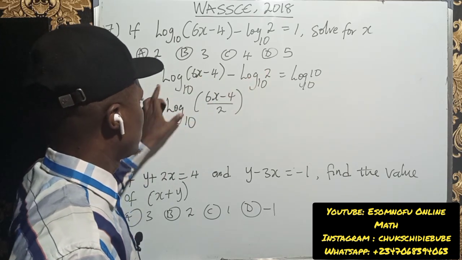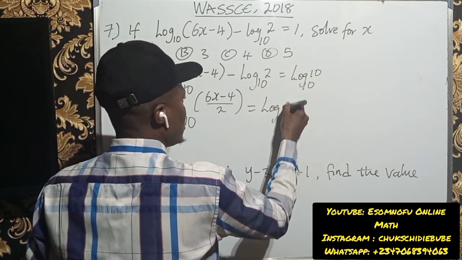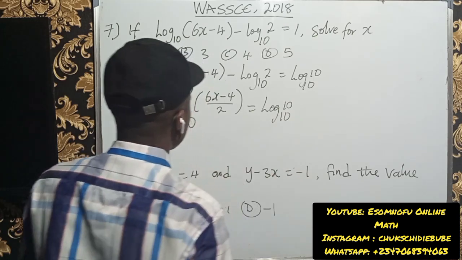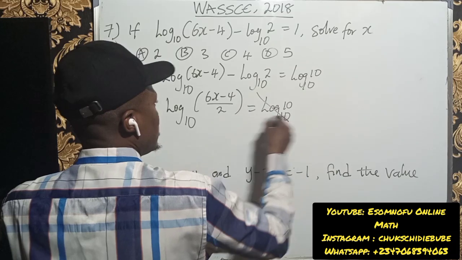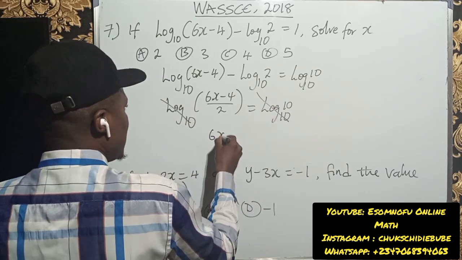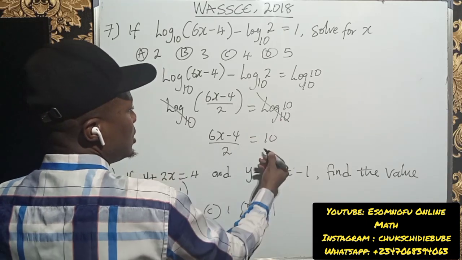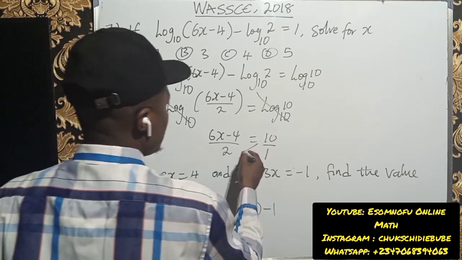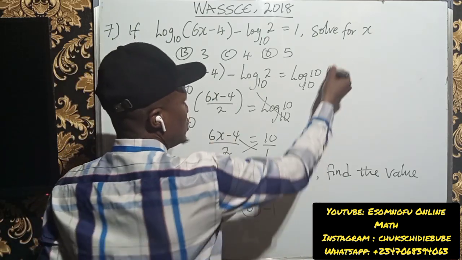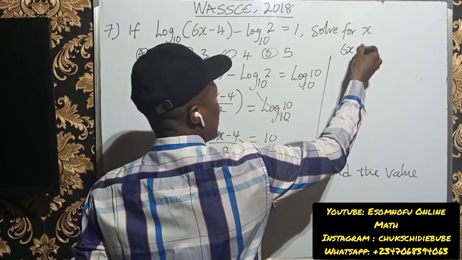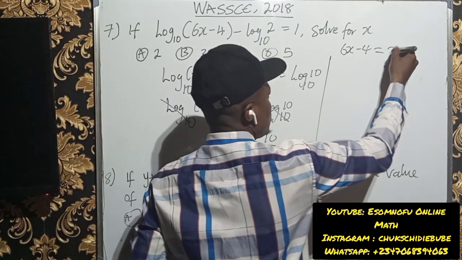And logarithm to base 10 is common in both of them, equals the logarithm of 10 to a base of 10. Now, base 10 is common here, so it can cancel out. I'm now having 6x minus 4 all over 2 equal to 10 here. This 10 can be called 10 over 1, then I cross multiply. When I cross multiply, 6x minus 4 times 1 will still give me 6x minus 4 equals 2 times 10, which is 20.